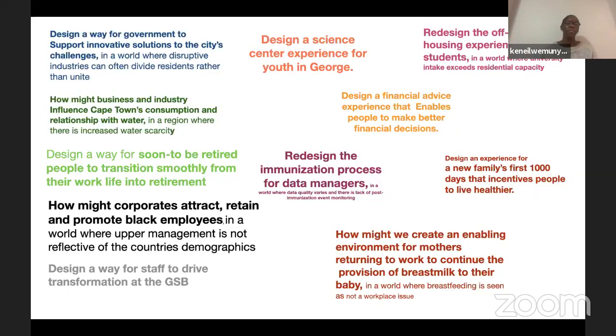And then another example of a project that I've worked on is the Design a Science Center Experience for Youth. This project was aimed at children between the ages of 7 to 18. Funding was provided by Hasso Plattner, the guy who started SAP, in George. He wanted to build a community science center.